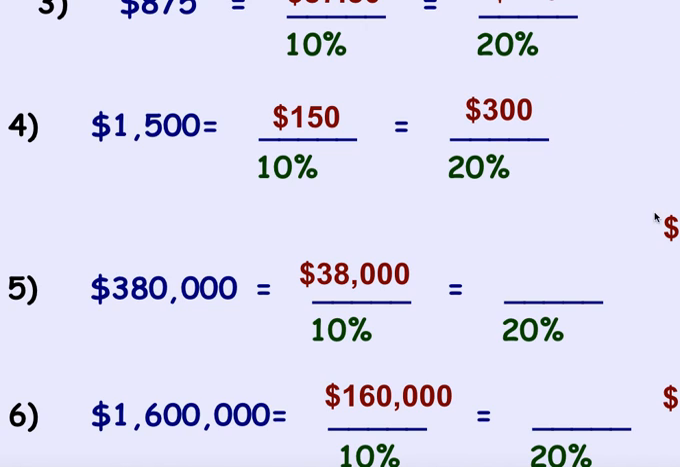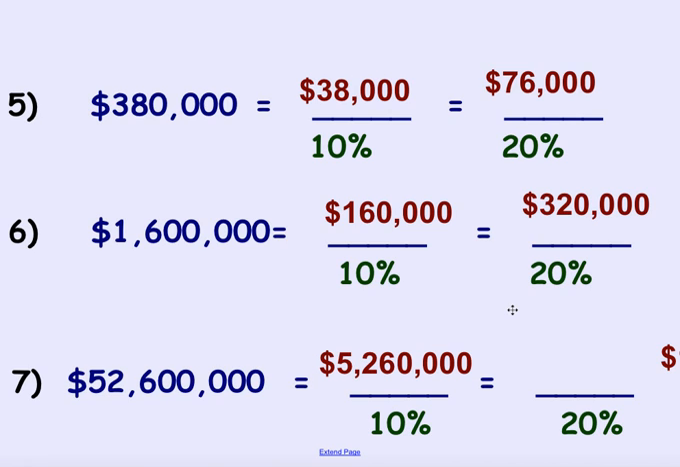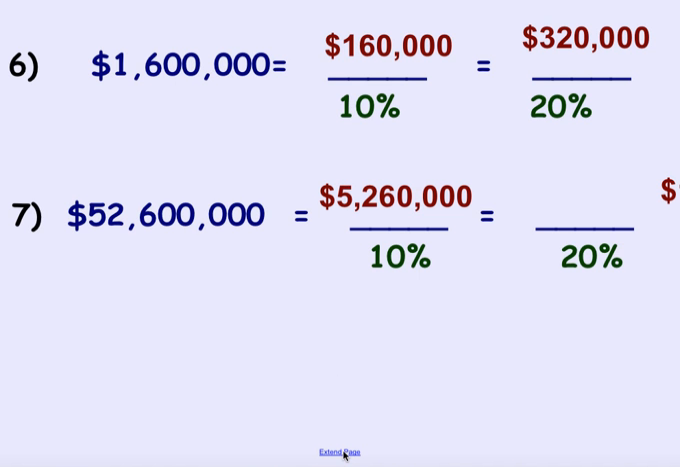Should have $300, $76,000, $320,000, and this one, imagine. If you got 20% of your sales, maybe you're a salesperson, you sell $52 million worth of a product, you could be bringing home $10 million, a little over $10 million. Wow. Wish I was that lucky.